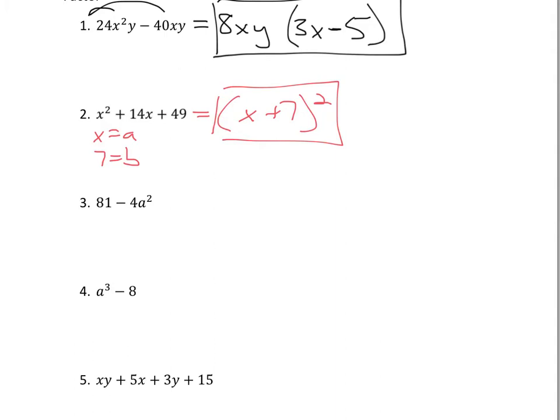Now number 3 is an example of the difference of two squares. If you see a minus sign, two things that are subtracted from each other, you always check to see first: is the first one a perfect square? Is the second one a perfect square? If the answer to both of those is yes, it's a difference of two squares.